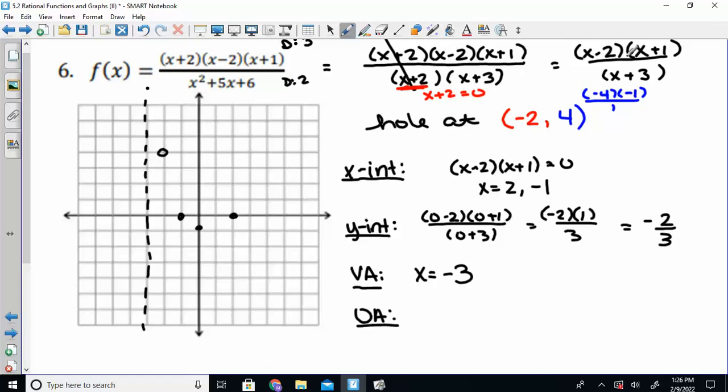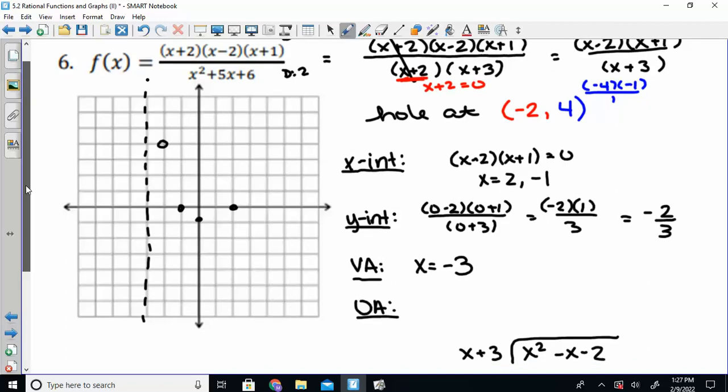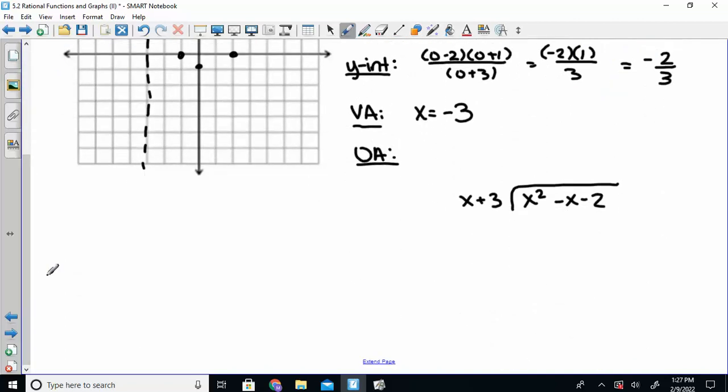Let's make life a little bit easier. If we multiplied out the top, just do the reduced version of this fraction. If we FOIL the top, we would get x² plus x minus 2x, so minus x minus 2. I need to divide by x plus 3.